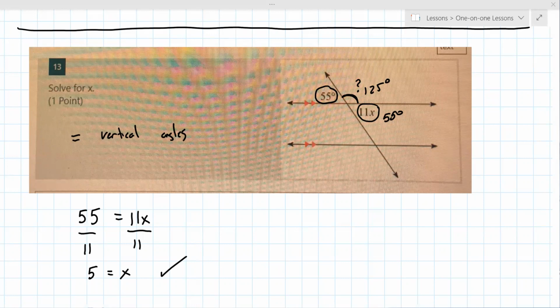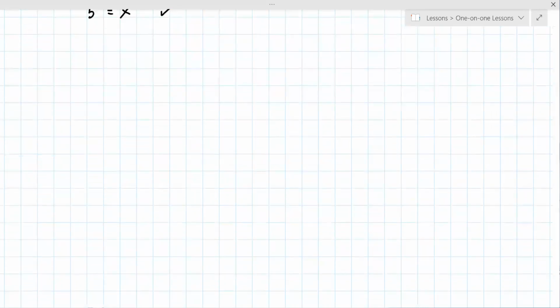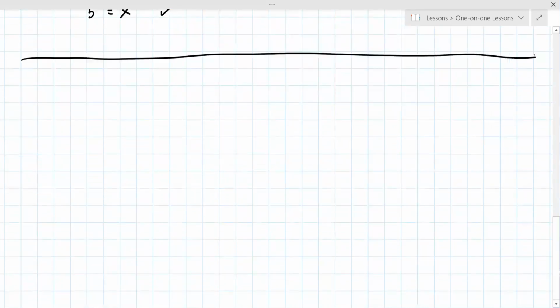Let's move to number 14. There it is. Okay, so 14, I'm going to snip this one in. So we've covered alternate interior angles. We just talked about vertical angles. There's a couple more to know about. So I'll paste this one in.